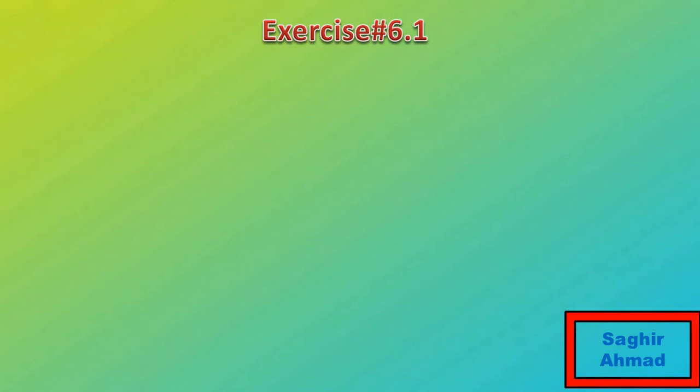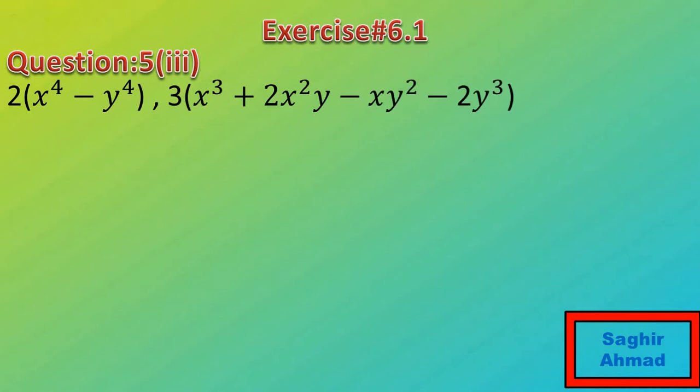As you know that we are solving exercise 6.1. Today we are solving question number 5, part number 3. Question number 5, part number 3 is 2(x^4 − y^4), comma, 3(x^3 + 2x^2y − xy^2 − 2y^3). In this question we have to take the LCM of these two algebraic expressions.